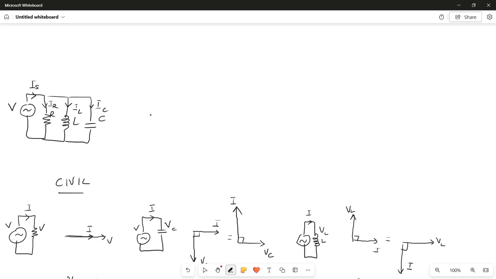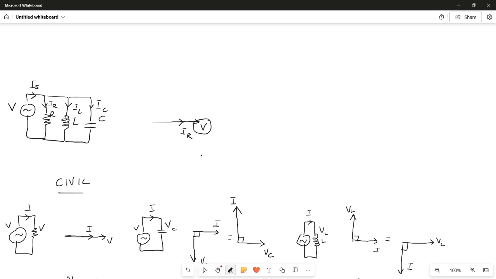So let's draw the same thing again here. What is the same? It is the voltage that's the same. So I'm going to draw that at the 3 o'clock position. Okay, this is my voltage, my supply voltage, which is the same for all of them anyway. And I'll just draw a circle to remind us that we're using that as a reference. Now, this will be the current through the resistor.